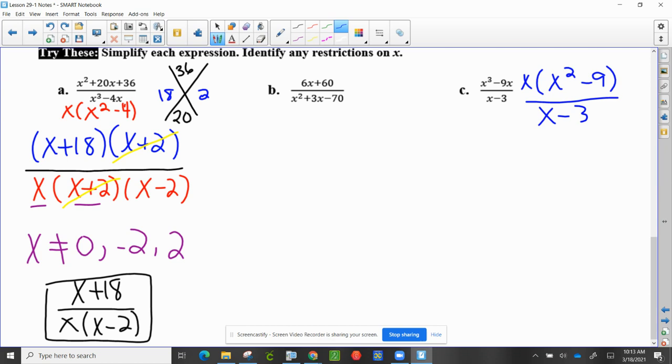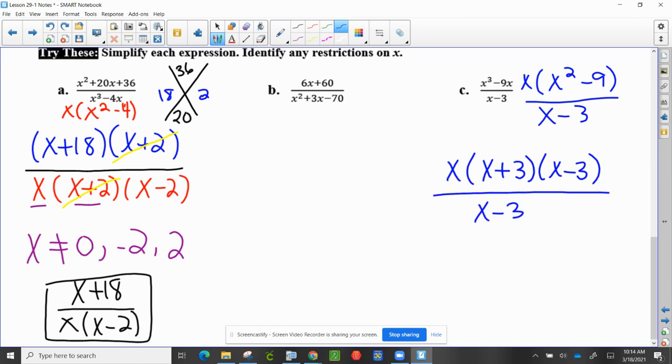So let's see, I could still factor the top. We have a difference of squares. So x plus 3, x minus 3 is how that factors. And again, on the bottom, that x minus 3 couldn't factor at all, so there's nothing to do with that.